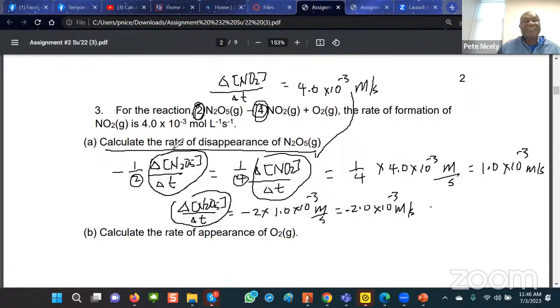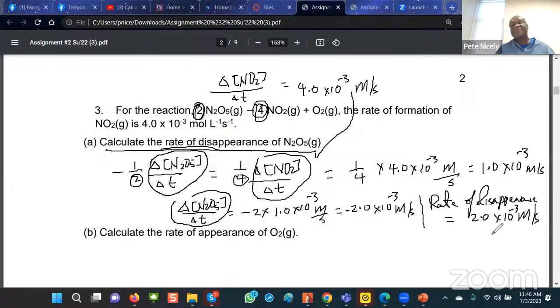So that would be the rate of change of N2O5. Now, please note the question is asking for the rate of disappearance. So therefore, we can say that the rate of disappearance is equal to 2.0 times 10 to the minus 3 M over S. All right? And that's basically how that is done. Any questions about that one?